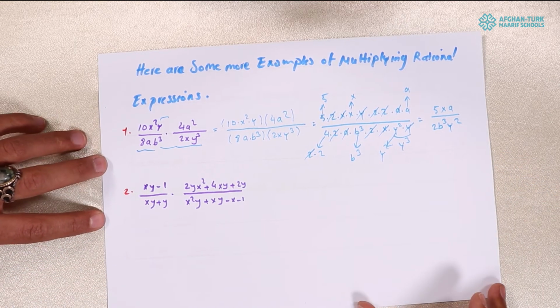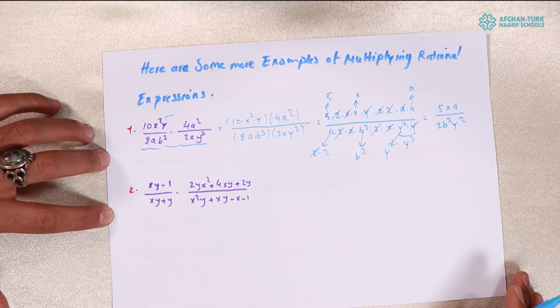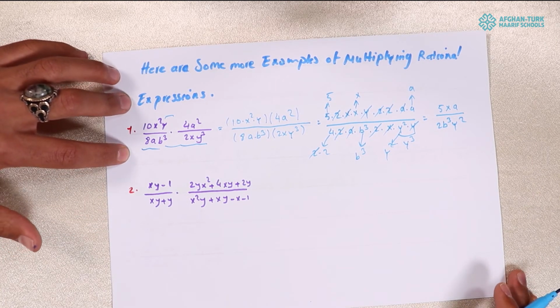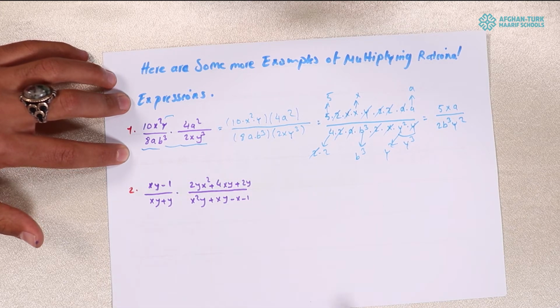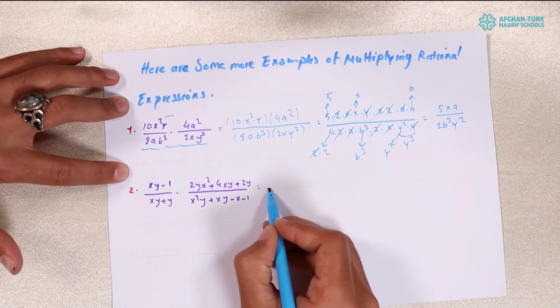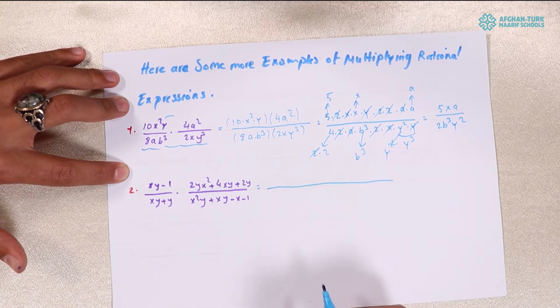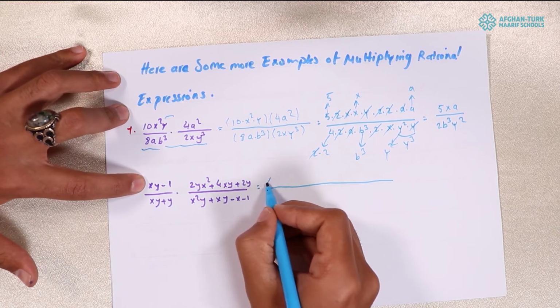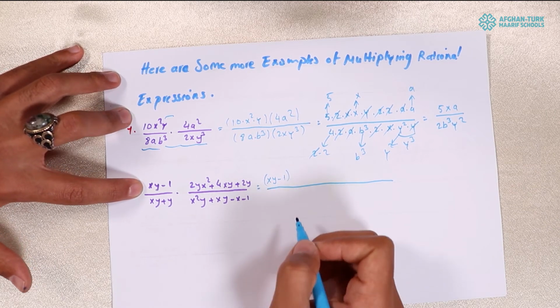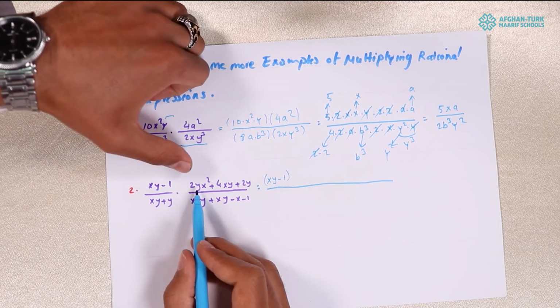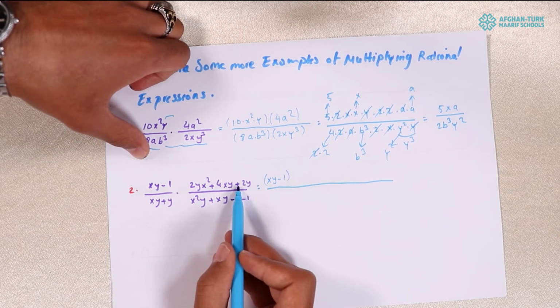Look at the second question. xy minus 1 over xy plus y, and also this expression. So the first step we should go through is to write it as one big fraction. xy minus 1, am I right? Times, look, 2yx squared plus 4xy plus 2y.